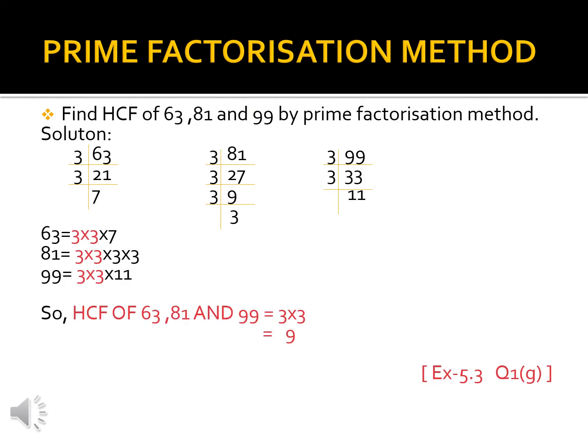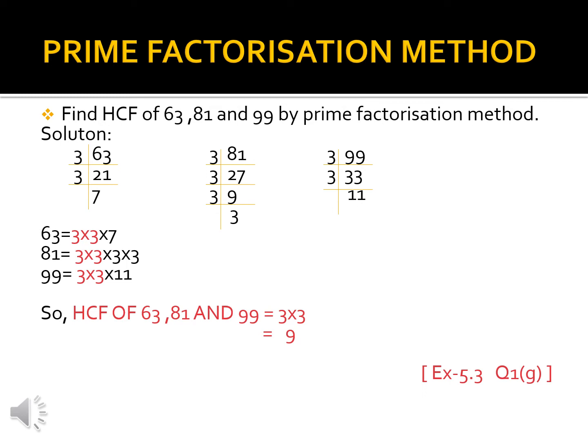Let us try finding the HCF of 3 numbers, 63, 81 and 99, by the prime factorization method. You can perform prime factorization of 63, 81 and 99 yourself and cross-check it with the solution in front of you. Now let us discuss only the representation of the product of prime factors. 63 can be written as 3 into 3 into 7. 81 can be written as 3 into 3 into 3 into 3. 99 can be written as 3 into 3 into 11.